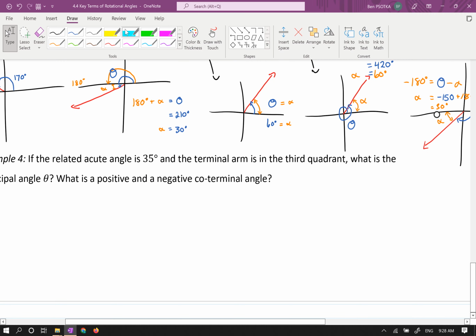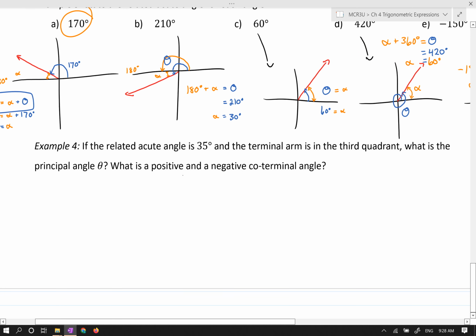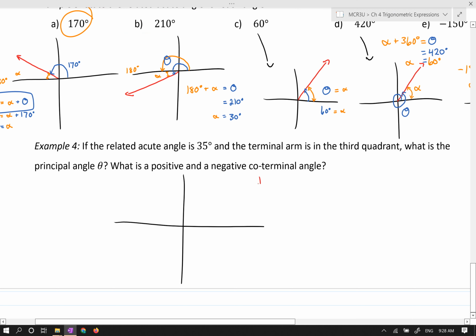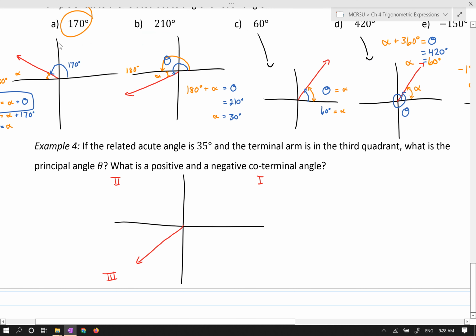Example 4. So we have a related acute angle. It's 35 degrees. The terminal arm is in our third quadrant. So let's head out here. All right, and we'll draw our terminal arm. Quadrants 1, 2, quadrant 3. That's where we're looking. Our terminal arm can go somewhere like this. Good. So our related acute angle is 35 degrees. Our 35 degrees is going to be here. No, it's not. It's going to be over here because it's smaller. So we're working over here. Okay, so our related acute angle is 35 degrees.